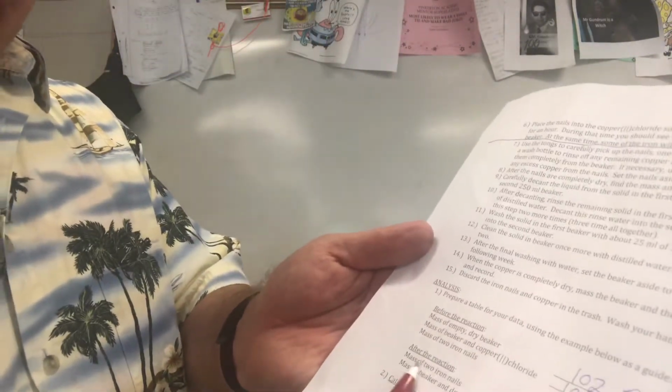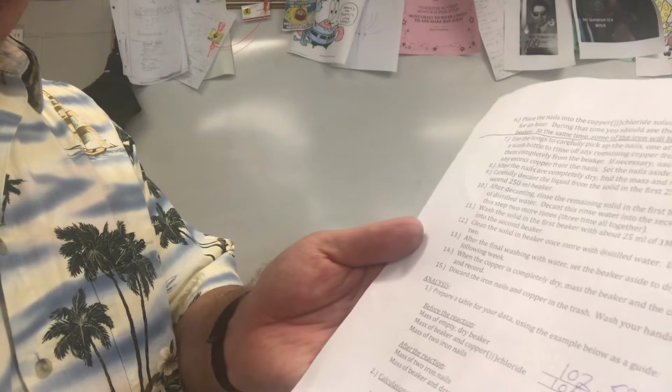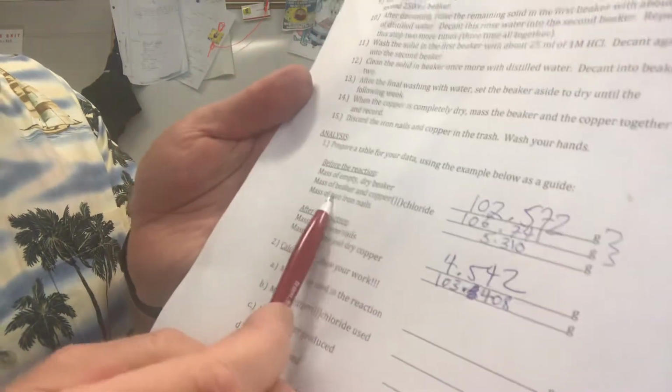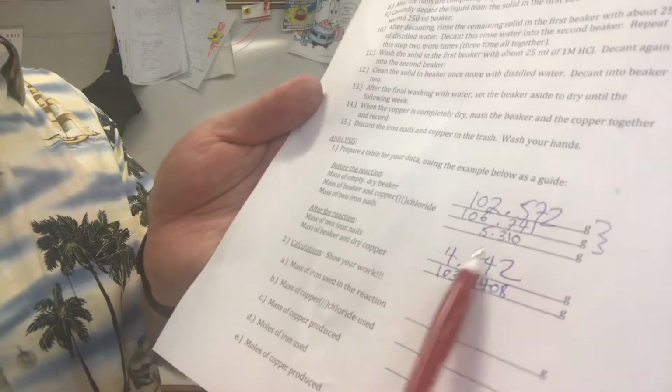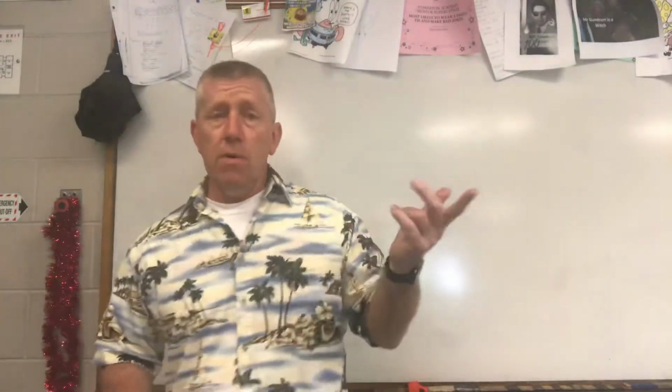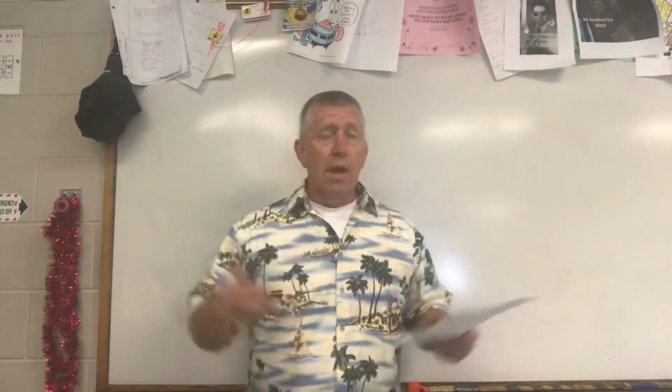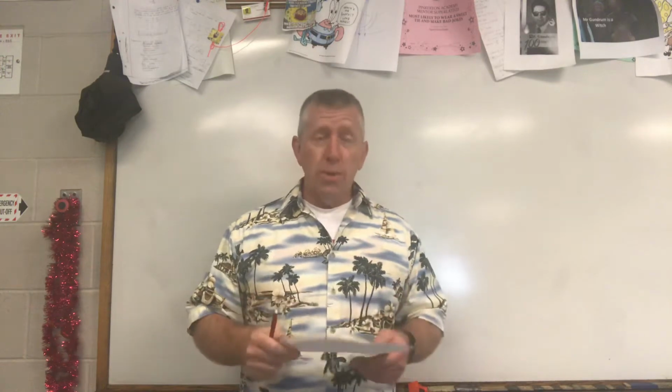All right, mass of 2 iron nails after the reaction, mass of the 2 iron nails before the reaction. That's where the iron came from. The iron nails before minus the iron nails after. Some of the iron was used in the reaction. What you're left with is what was used in the reaction. So subtract those 2 out.